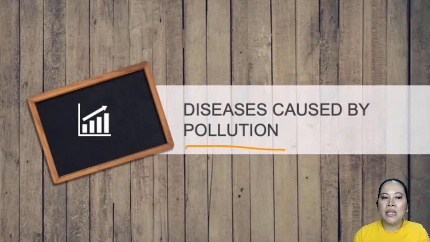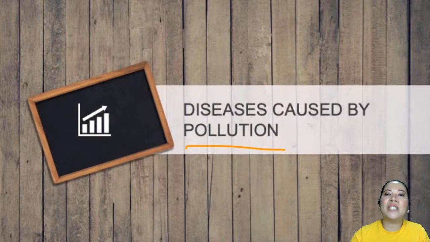Alright, okay, so when we talk about diseases caused by pollution, let's first define what is pollution. Pollution is when a harmful substance contaminates the environment. So if you have an undesirable change, physical, chemical, biological, whatever it is, in the characteristics of the physical, chemical, and biological components of the environment that can cause harm to life or property, then that is what we call pollution.